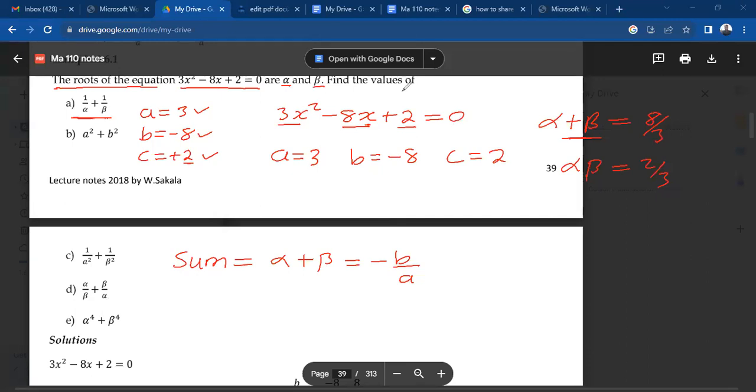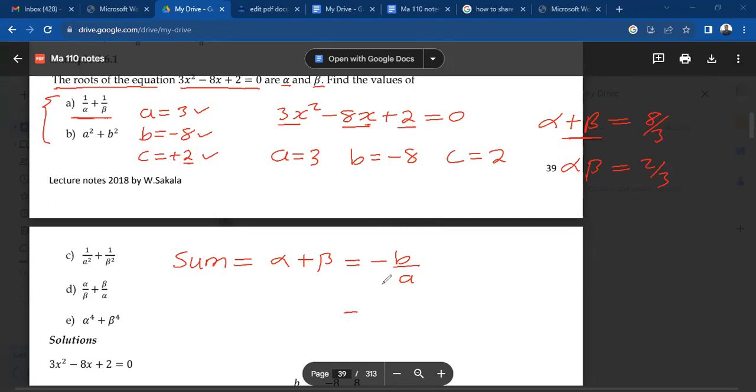Okay? Then the next thing that you do is find the sum. Before you start answering the questions we are answering, we need to find the sum and the product in advance. Before anything, as long as you see such kind of equation, the first thing that you do is find the sum and the product of their roots.